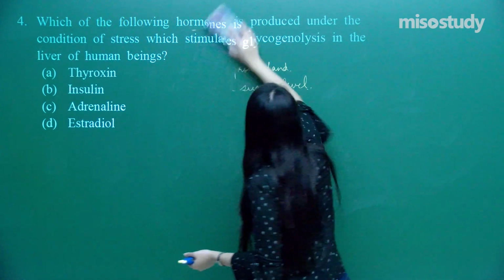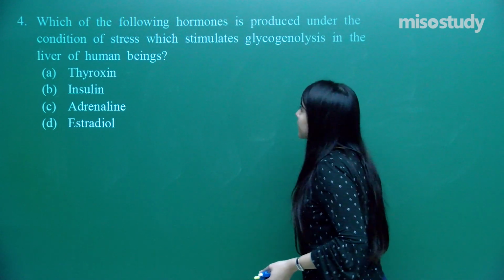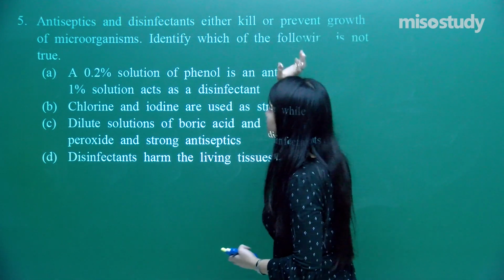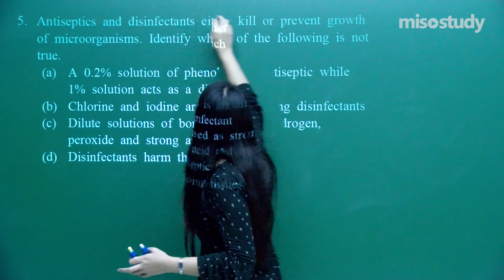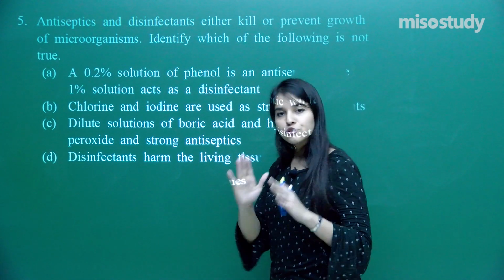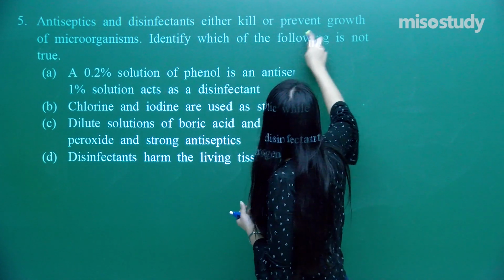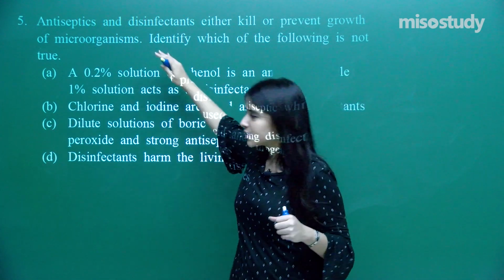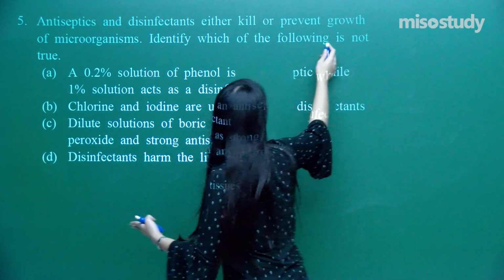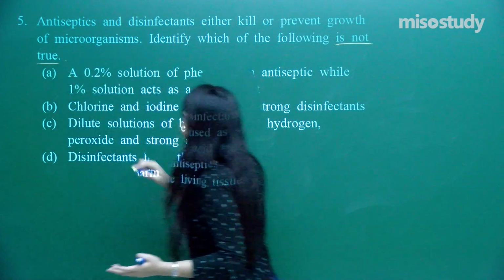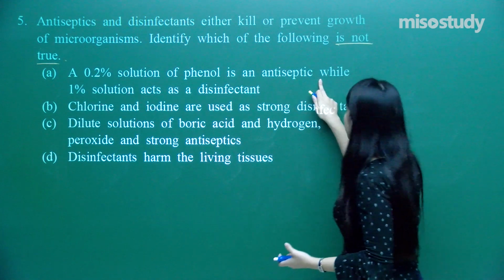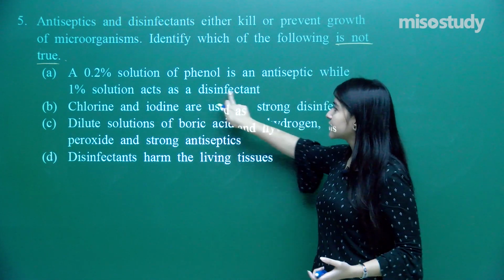The next question says, antiseptics and disinfectants either kill or prevent the growth of microorganisms. We all know that antiseptics can either kill or stop the growth, bactericidal or bacteriostatic. Identify which of the following is not true. I need to read out the conditions and find out which one is incorrect, so you must be very careful with the question. Not true. It says a 0.2% solution of phenol is an antiseptic while a 1% solution acts as a disinfectant.